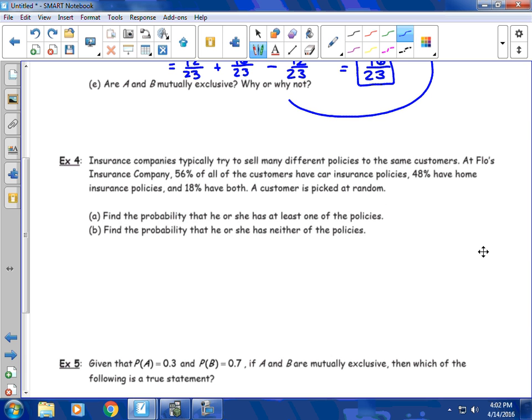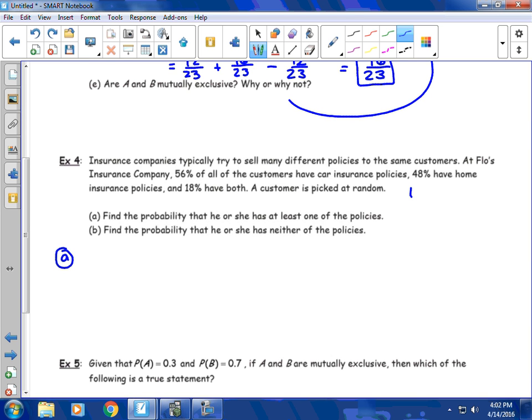Here's 4. Insurance companies typically try to sell many different policies to the same customer. At the Flows Insurance Company, 56% of all the customers have their car insurance policies. 48% have home insurance policies, and 18% have both. Customers picked at random. Part A. Find the probability that he or she has at least one of those policies.